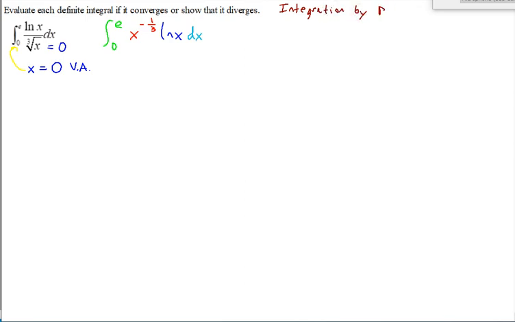I'll just write the formula over here, just to refresh your memory. When you have one that is f of x and one that is g prime of x, what it ends up equaling is f of x times g of x, minus the integral of f prime of x times g of x. Remember, it has the same components as the product rule, they're just in different places.